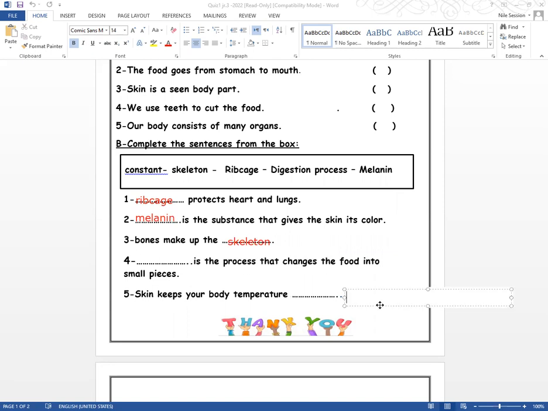What is the process that changes the food into small pieces? In the digestive system we do a process, it's called digestion process. This digestion process changes the food into small pieces. So the process is called digestion process.